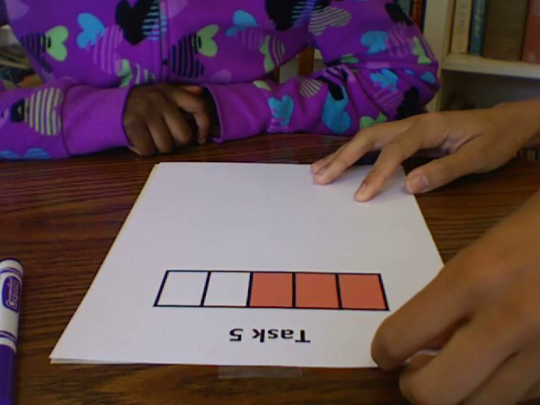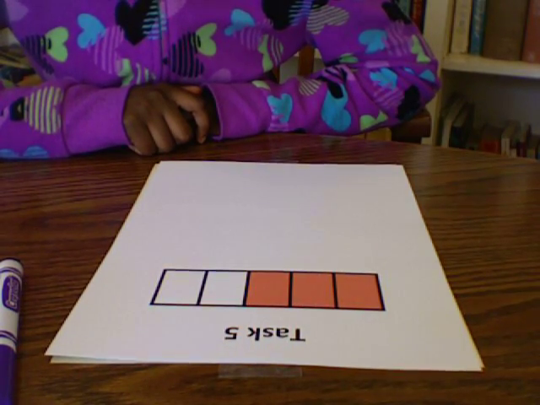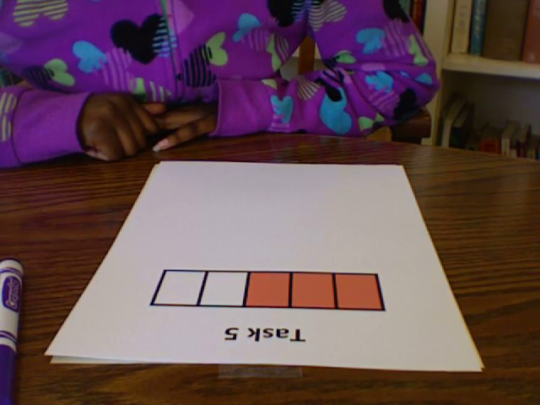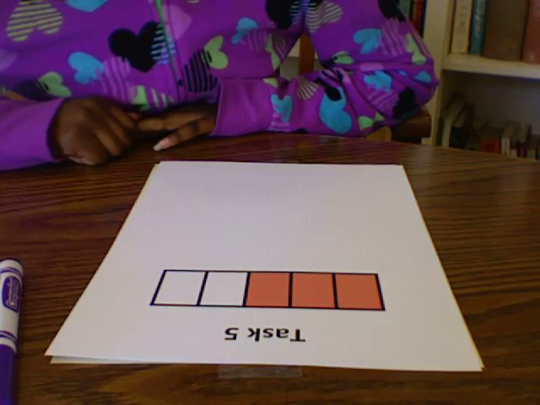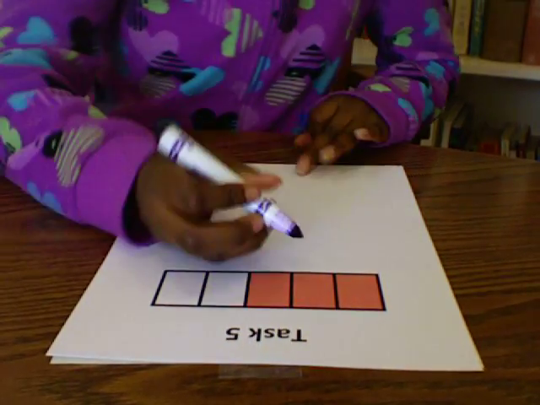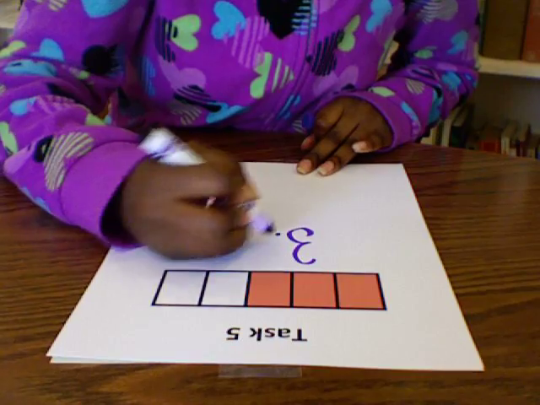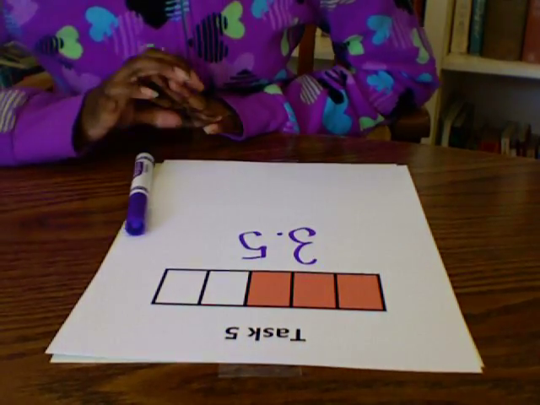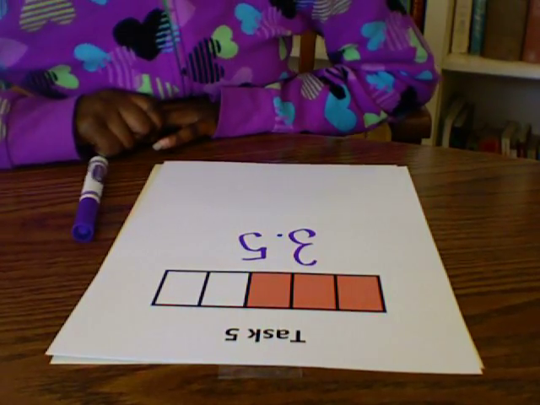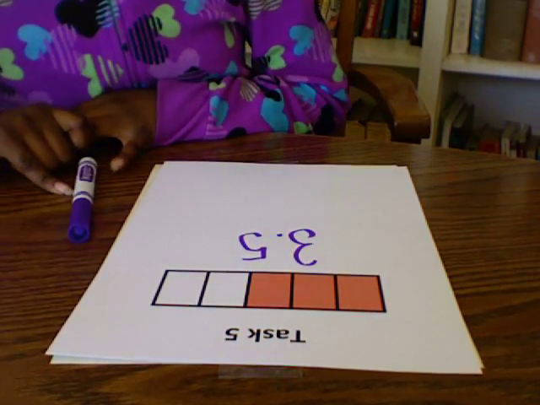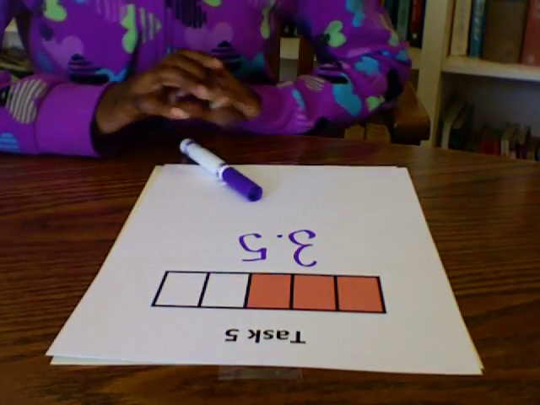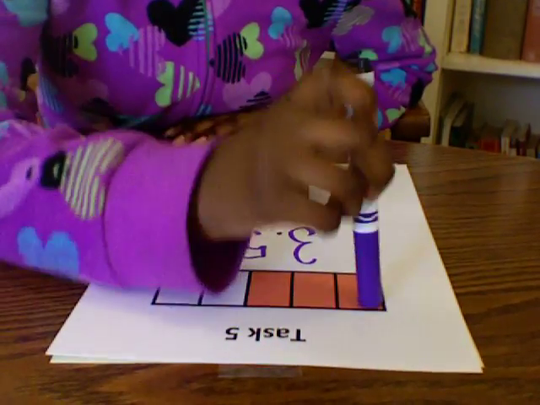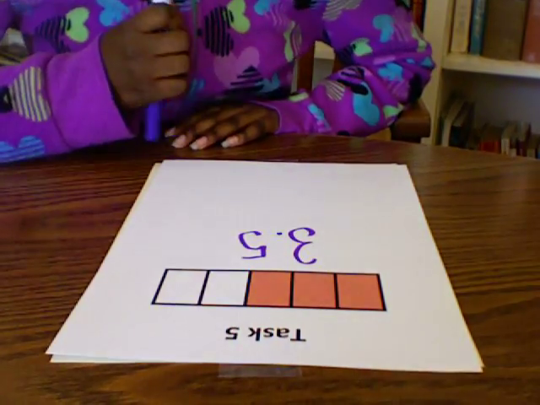Okay, so if we look at this, what decimal is represented by that shaded region? 3 5/10. Can you draw that for me? Write that for me? And tell me again, what is that? 3 5/10. And how did you know that's how you draw that? Because it's 1, 2, 3, 4, 5, and 3 shaded out of 5.